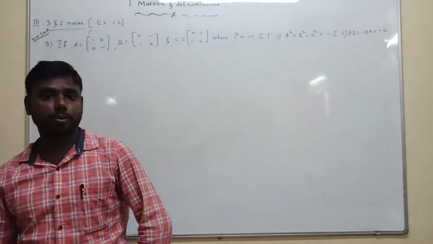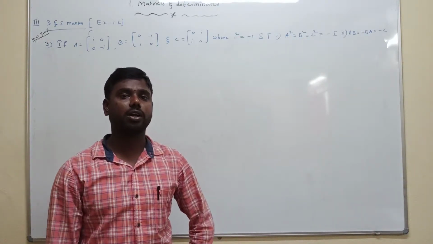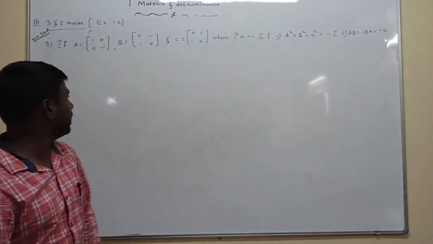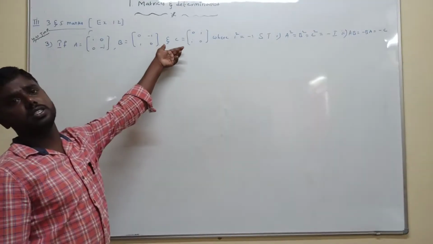The last class discussed very important questions, the 3-5 marks questions. Today we are discussing the left-over questions. See question number 3. Matrix A is given, matrix B is given, matrix C is given.